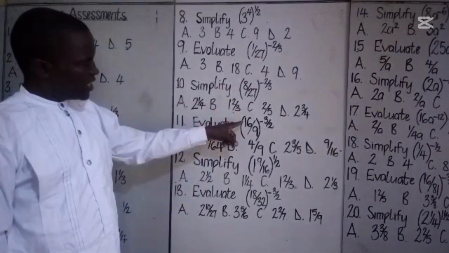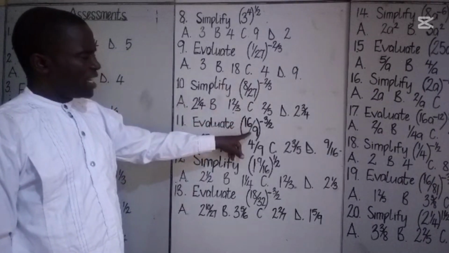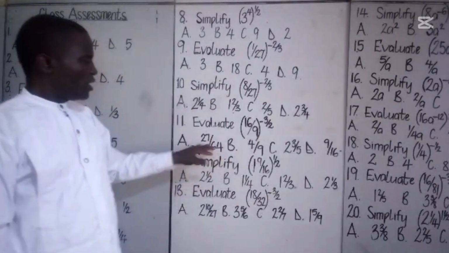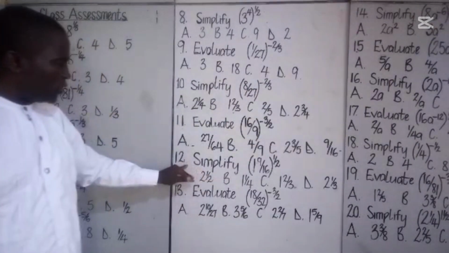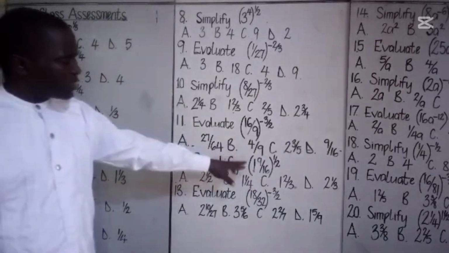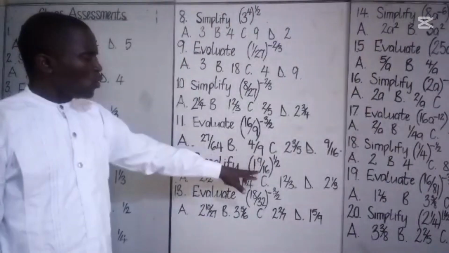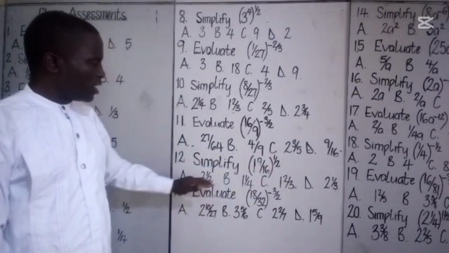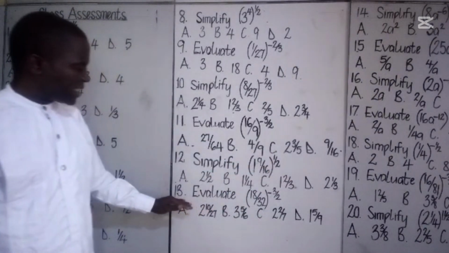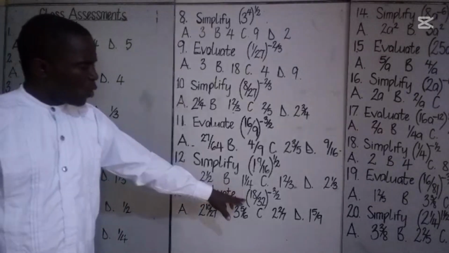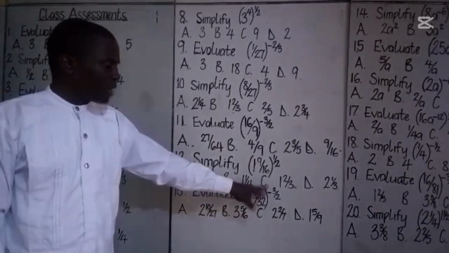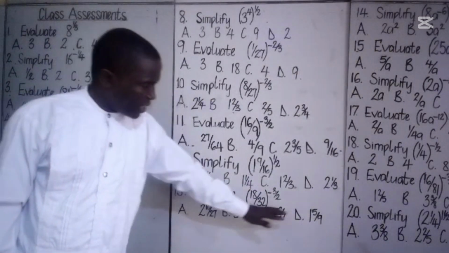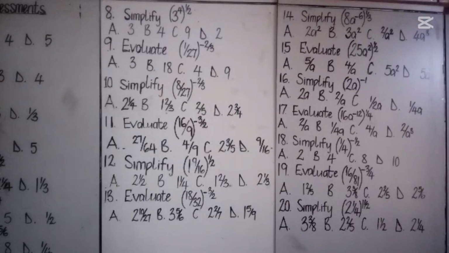Number 11. Evaluate bracket open 16 over 9 bracket close raised to power minus 3 over 2. Here are the options as well. Number 12. Simplify bracket open 1 whole number 9 over 16 bracket close raised to power 1 over 2. Here are the options. Number 13. Evaluate bracket open 18 over 32 bracket close raised to power minus 3 over 2. Here are the options.